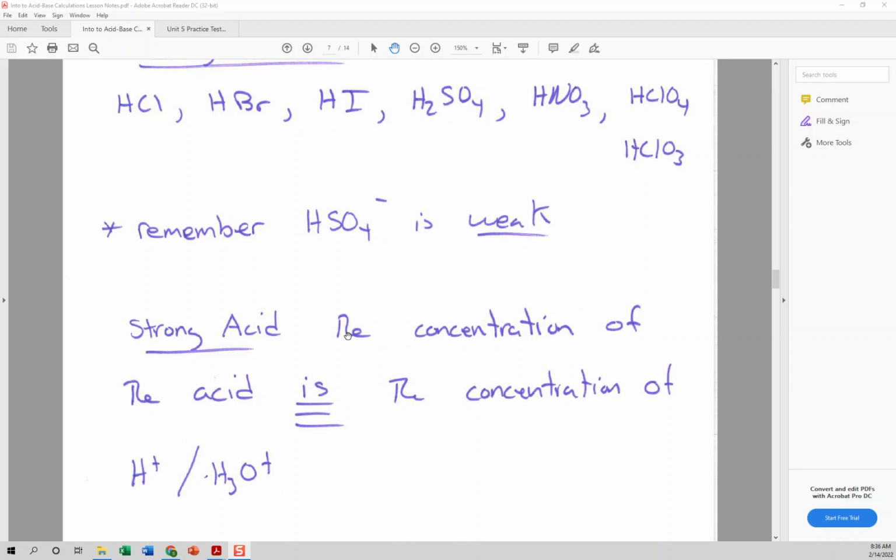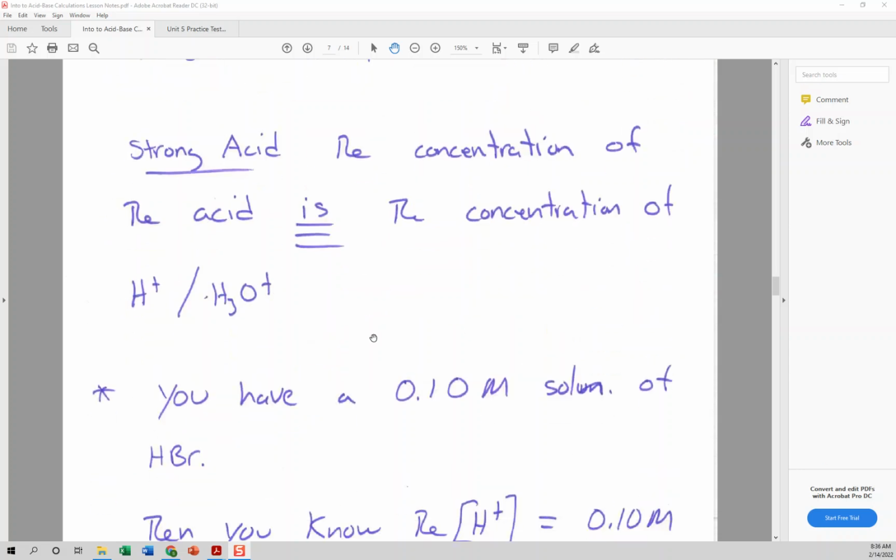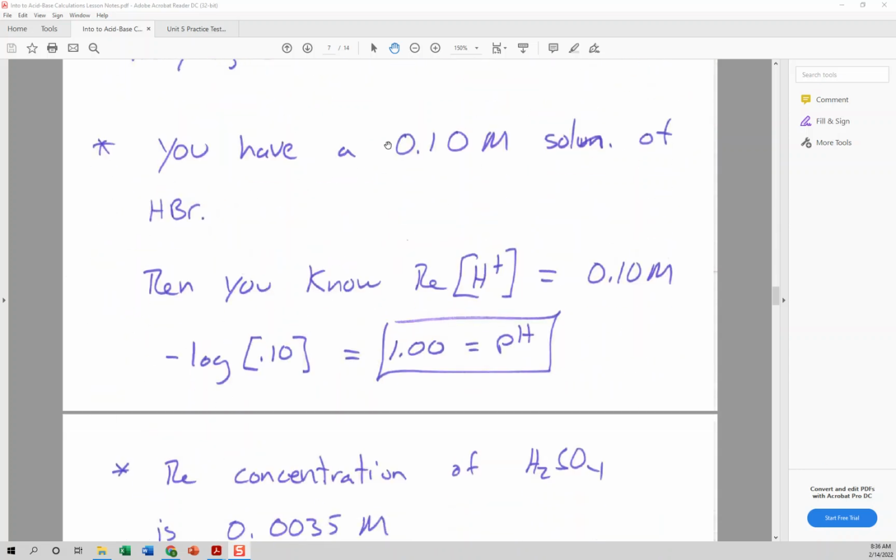So if you want to calculate the pH of a strong acid solution, it's just the negative log of the acid concentration, okay? So if you're told you have a 0.1 molar solution of HBr, well, guess what? You have a 0.1 molar solution of H plus, because that's a strong acid, and the molarity of the acid, 0.1 molar, is the molarity of H plus. So all we would have to do is take the negative log of that concentration, knowing that that represents the concentration of H plus in my solution, and we get a pH of 1, okay?